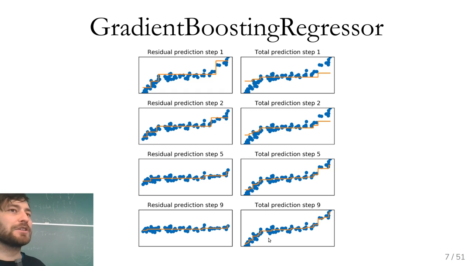The multiplying by alpha just basically means you don't fully trust the tree. You don't take the predictions of the tree entirely. You just trust each tree just a little bit, and you move a little bit in the direction of the prediction of the tree.